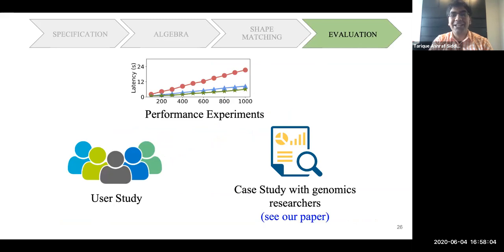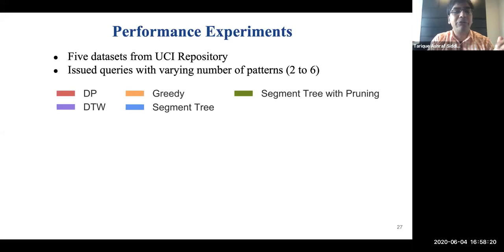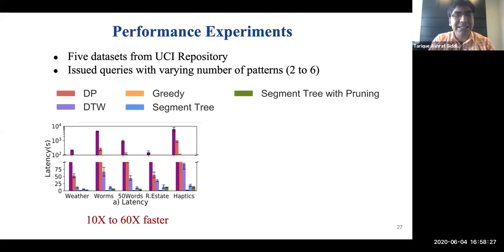For evaluation, we conducted performance experiments as well as performed a user study and a case study with genomics researchers. For performance, we looked at 5 different datasets and issued queries varying from 2 to 6 patterns. We compared the runtime latency of our segmentary algorithms with a number of variants of shape matching algorithm, including the DTW and the optimal DP algorithm. We can see that while the DP and DTW take many tens of seconds, the segment tree is substantially faster, taking only a few seconds in the worst case.